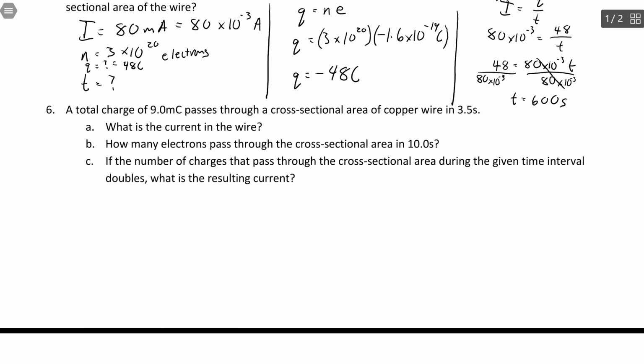Okay, so now it says a total charge of 9 microcoulombs. The prefix lowercase m still, oh, I said microcoulombs, it's supposed to be millicoulombs. We're not at micro yet. So the charge Q is equal to 9 millicoulombs, which is equal to 9 times 10 to the negative 3 coulombs. It's passing through a cross-sectional area of a copper wire in 3.5 seconds.